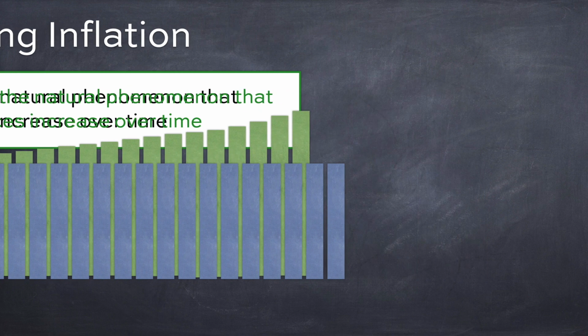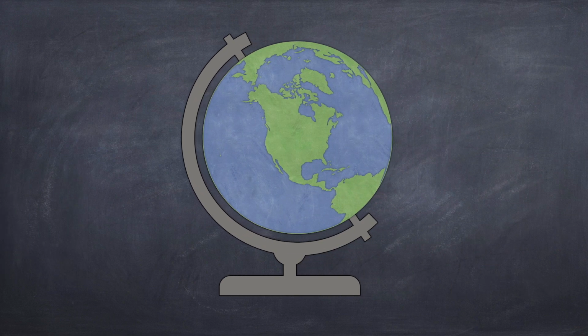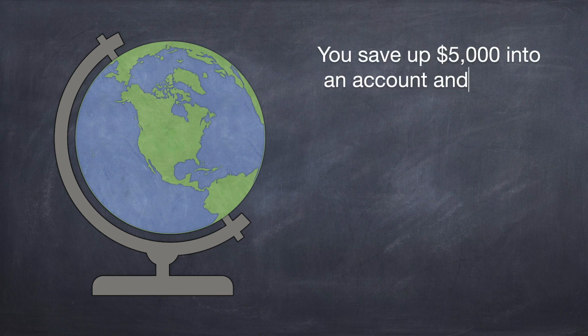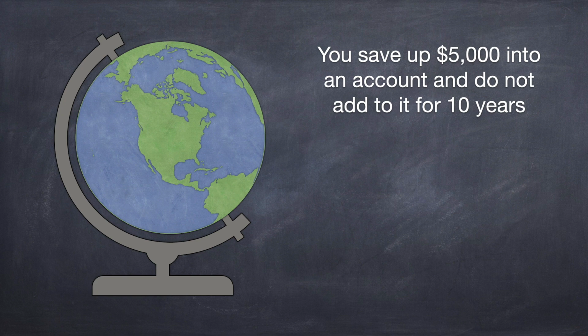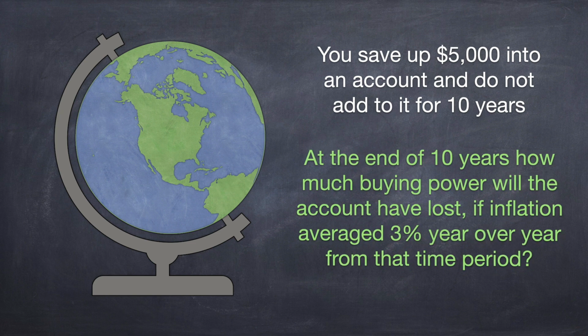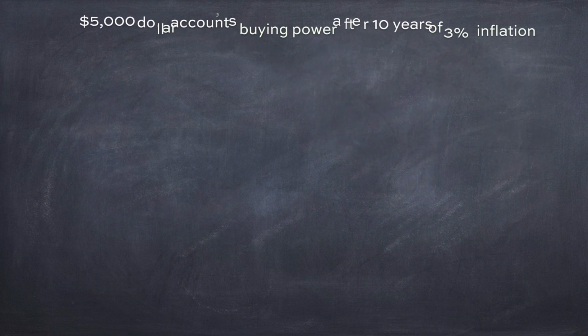So let's jump right into a real world example here. Let's say that you save up $5,000 into an account and then you don't add anything to it for 10 years. So what we're going to look for is at the end of 10 years, how much buying power will the account have lost if inflation averaged 3% year over year from that period. So again, there might be some years where it's more, some years when it's less, but we're going to say in this case that it averaged 3% year over year for 10 years. So let's take a look at that story problem.